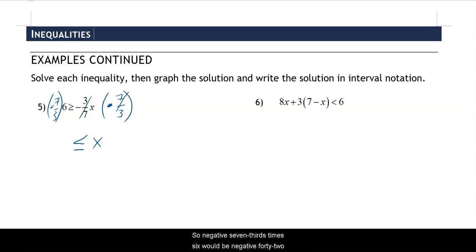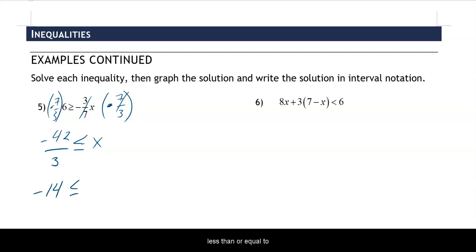So negative 7/3 times 6 would be negative 42/3. This will simplify. We can divide that. So negative 42 divided by 3 is negative 14 less than or equal to x. Normally, when we write these with the variable on the left-hand side, so I'm going to rewrite it as x, and then it would be greater than or equal to negative 14.